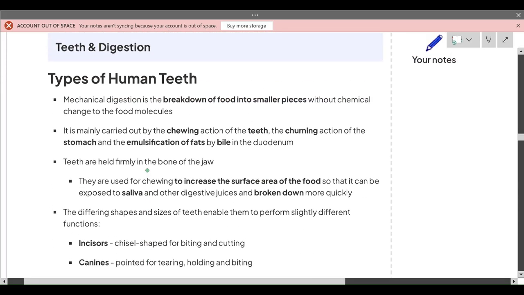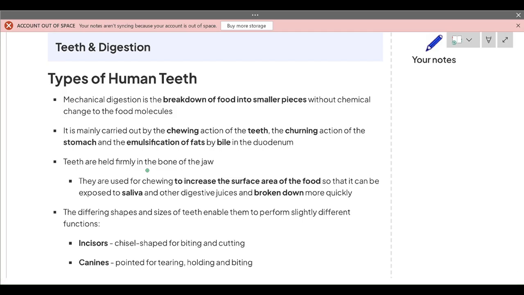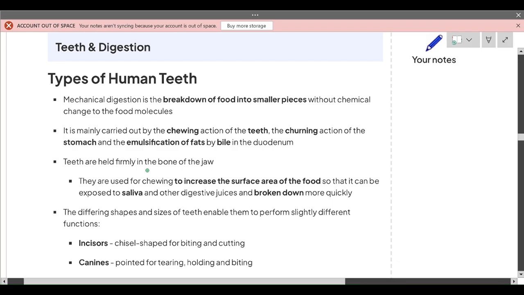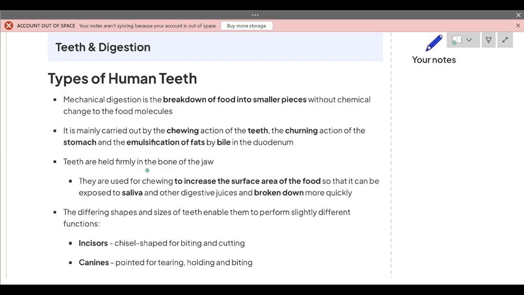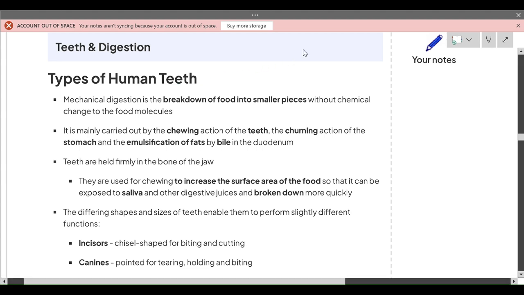So when we talk about physical digestion, it always involves the discussion of teeth. Previously we gave an example in which we said that in the mouth the physical digestion happens with the help of teeth. So let's talk about the mechanical digestion with the help of teeth, and then we will talk about the different types of teeth that are present in our mouth.